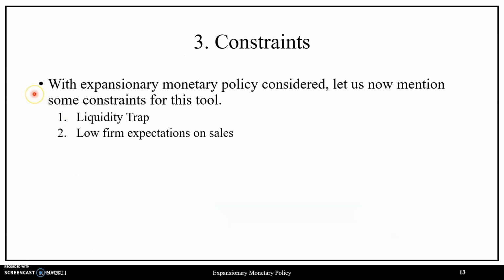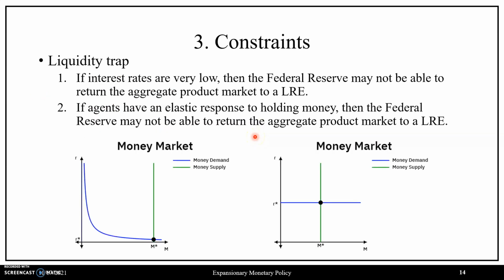So then, with expansionary monetary policy considered, let us now mention some constraints for this tool in the form of a liquidity trap as well as low firm expectations on sales. So, beginning with the liquidity trap, if interest rates are very low, then the Federal Reserve may not be able to return the aggregate product market to a long-run equilibrium, where looking at our money market on the left, interest rates on the vertical, quantity of money on the horizontal, vertical money supply, downward sloping money demand curve, intersection of the two gives us our equilibrium M star and our interest rate R star.